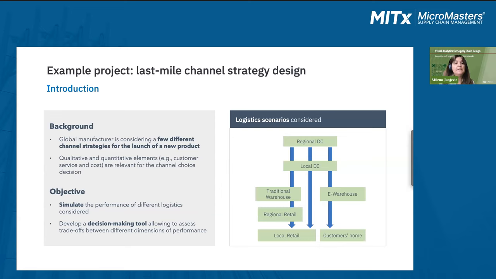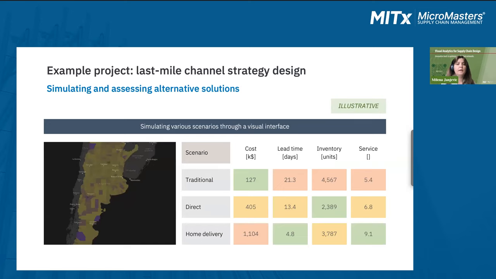And so what we did is we made a tool that allows us to simulate the performance of these different scenarios, and also to make trade-offs between these different dimensions of performance, qualitative and quantitative. So as a first step, if I go into the simulation part, you can see there's going to be a visual app where I can build my scenarios, define different parameters, et cetera. And ultimately, when I perform that exercise, I end up with something like this. I have my three scenarios here, and I have my four KPIs here. And then I get a number, which gives me the performance of each scenario according to each KPI.